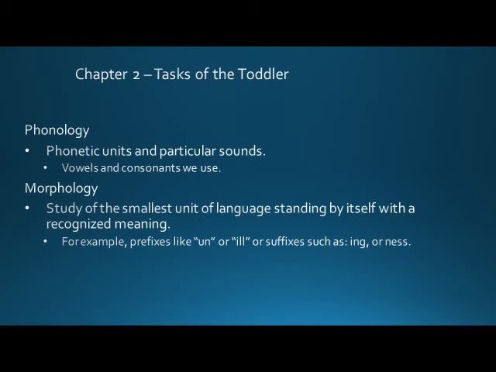Now, phonology looks at specifically phonetic units and particular sounds. So these are the vowels and the consonants that we use. Now, morphology, this is the study of the smallest unit of language standing by itself with a recognized meaning. So the best examples that we have of this would include prefixes like un or ill, or suffixes like ing or ness.